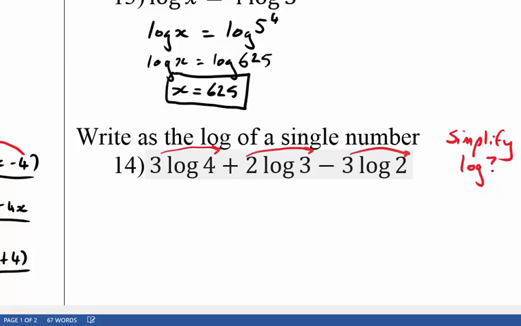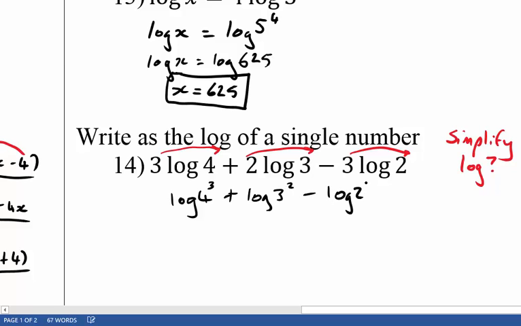So this is log 4 to the power of 3 plus log 3 to the power of 2 minus log 2 to the power of 3. Now I can go 4 to the power of 3, what's that? 4 times 4 is 16, times 4 is 64, plus log 3 times 3 is 9, minus log 2 times 2 times 2 is log 8.